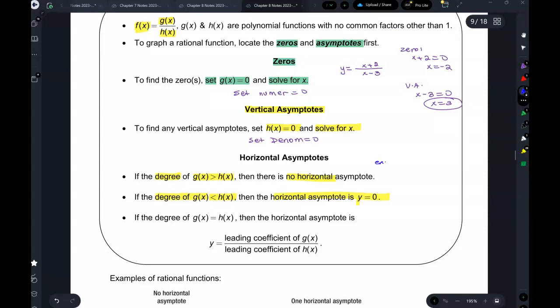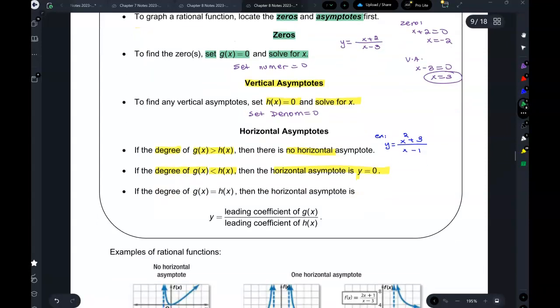So for example, for the first one, suppose I have y equals (x squared plus 3) over (x minus 1). Okay, what is the degree of the numerator? 2. What is the degree of the denominator? 1. Because it's higher degree on top, there is no horizontal asymptote.